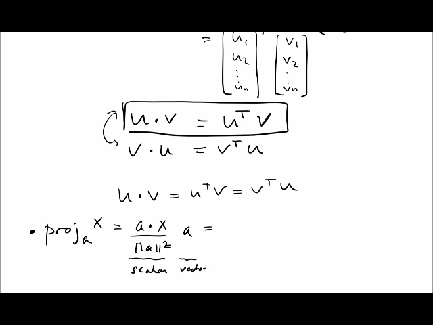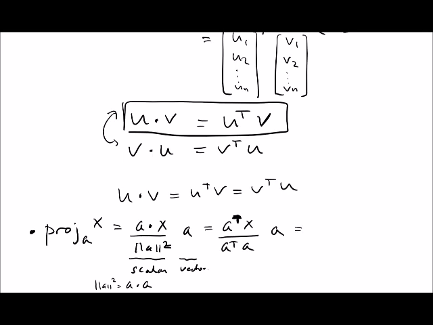Now, using what I have above, you see I can write it as A transpose X over the norm of A squared, right? You can write that as A dot product A. So you can write that as A transpose A times A. And here's the cool thing.